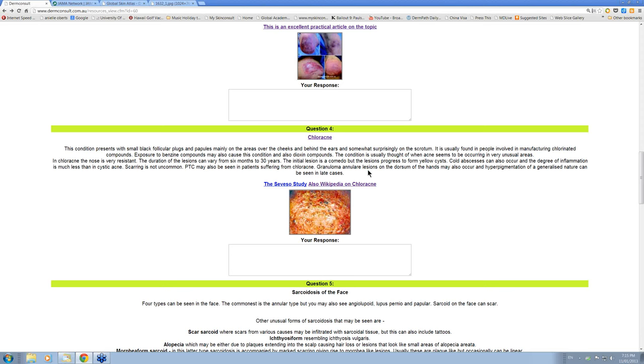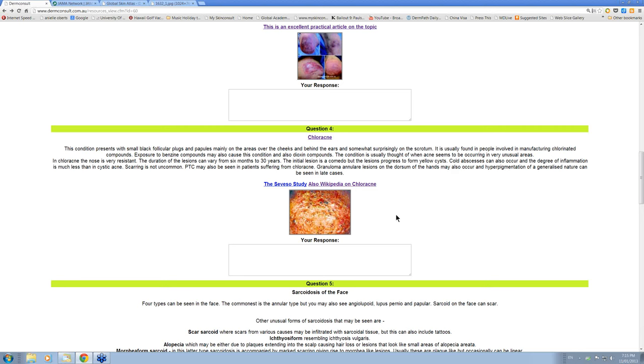They said here the initial lesions are comedonal, progress to form yellow cysts, cold abscesses, as well as inflammatory staph infections. But there's much less inflammation than in cystic acne. And scarring is not uncommon. That should be PCT. Porphyria cutanea tarda may also be seen in patients suffering from this condition. And GA-like lesions on the dorsum of the hands and hyperpigmentation can be seen in late cases.